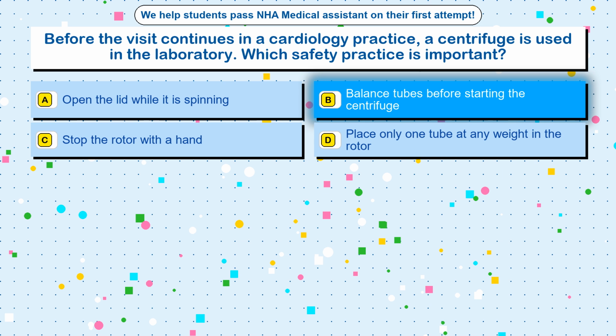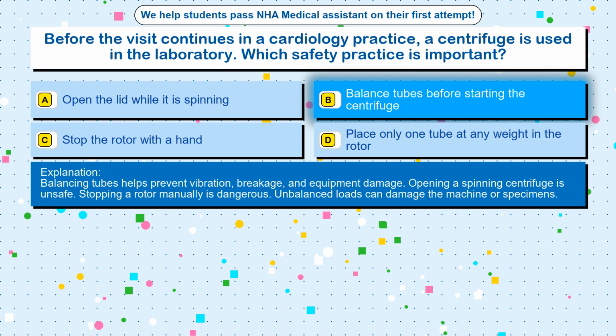Balance tubes before starting the centrifuge. Balancing tubes helps prevent vibration, breakage, and equipment damage. Opening a spinning centrifuge is unsafe. Stopping a rotor manually is dangerous. Unbalanced loads can damage the machine or specimens.